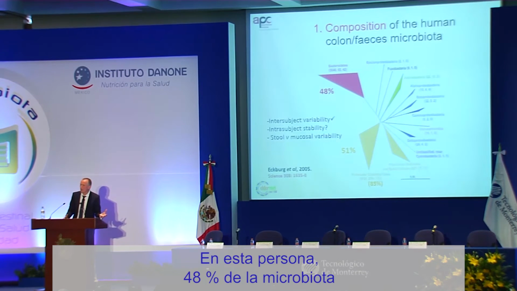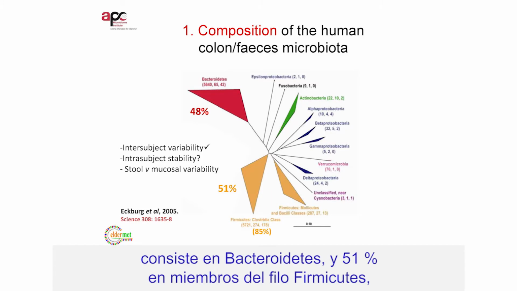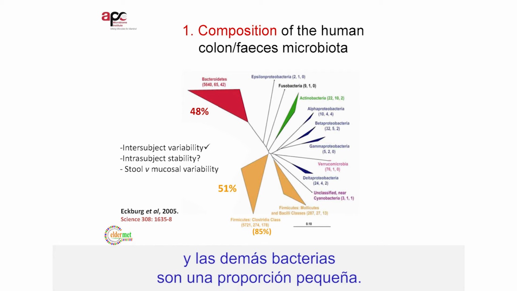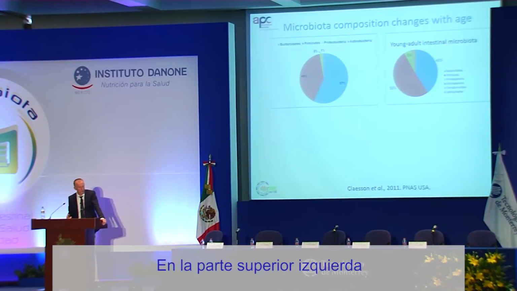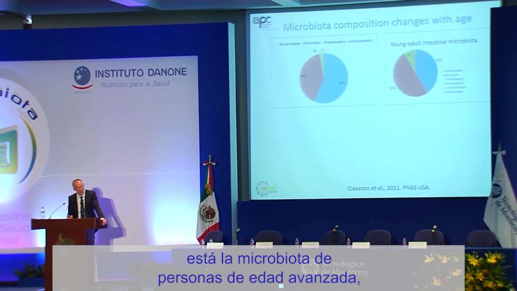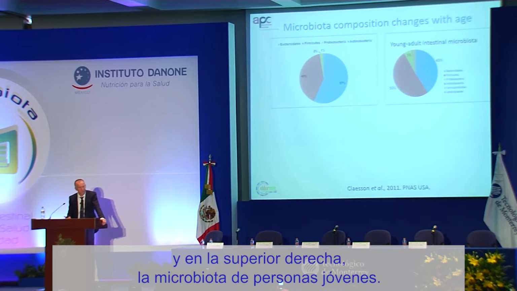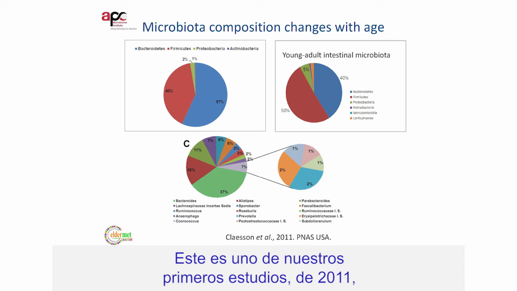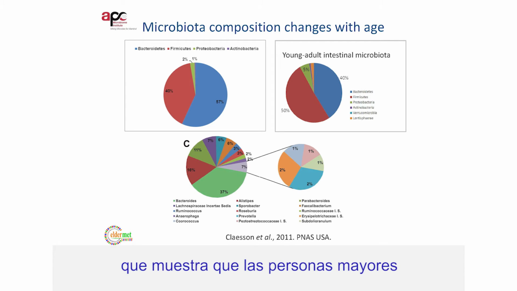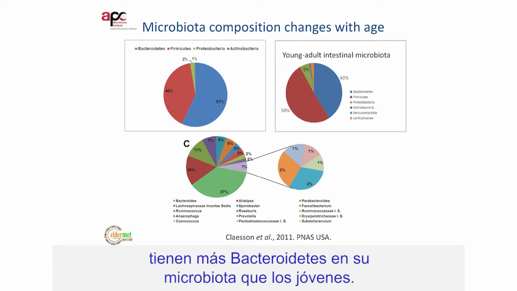About 48% of the human microbiota in this person is Bacteroidetes, 51% phylum Firmicutes, and the other bacteria make up a relatively small proportion. In this example, in the top left, you have the microbiota of old people, and on the top right, you have the microbiota of younger people. This is from one of our earlier studies from 2011, showing that older people have more phylum Bacteroidetes in their microbiota than do younger people.